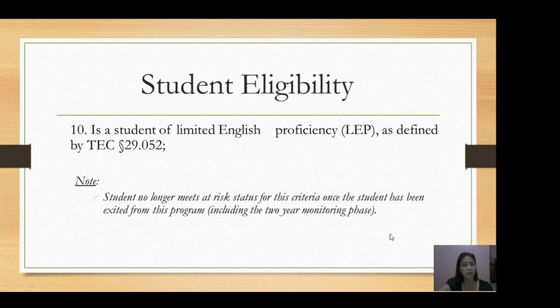Then, number 10 is a student of limited English proficiency or LEP as defined by TEC section 29.052. Then, we have here a note. Students no longer meet at-risk status for this criteria once a student has been exited from this program, including the 2-year monitoring phase.